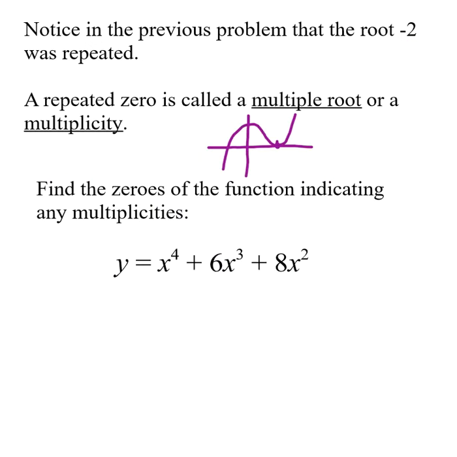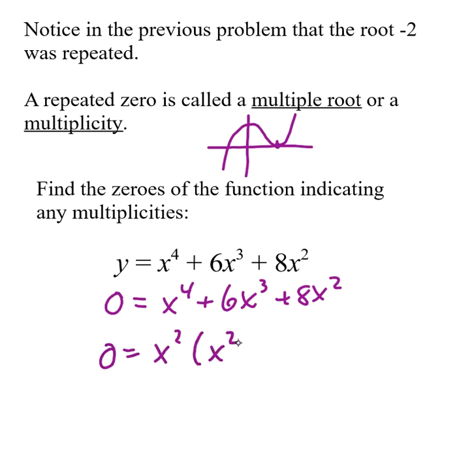So find the zeros of the function and indicate any multiplicities. So for the zeros of the function, we're going to set y equal to 0, and then we're going to factor. And it's a good thing we're really good at factoring from the last unit, because things in math are all connected, because now we need those skills here.